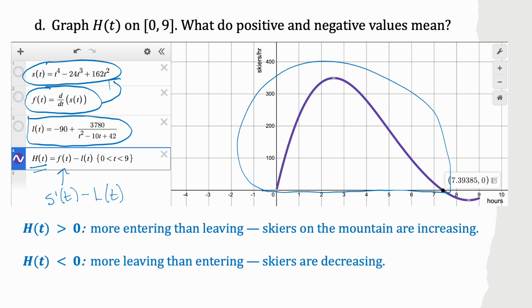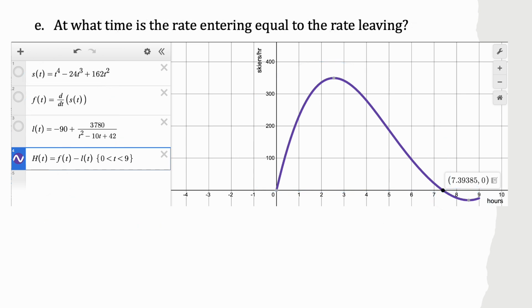Now, anytime it dips below the x-axis, there are more skiers leaving than entering, so the skiers are decreasing. Part E, at what time is the rate entering equal to the rate leaving? That's right where it crosses the x-axis, whenever that net rate equals 0, so 7.394 hours after 8 a.m., so about 3:24 p.m.